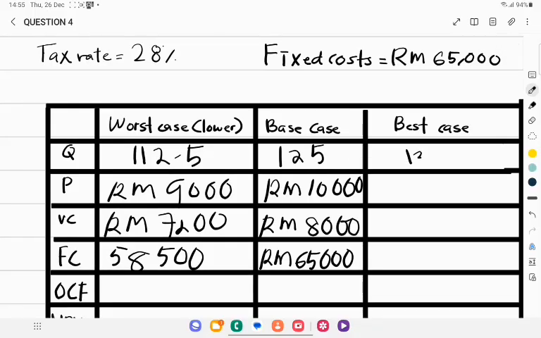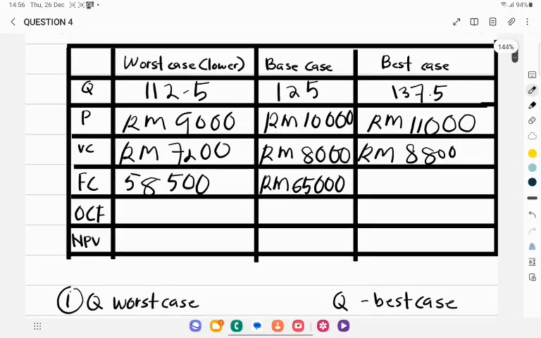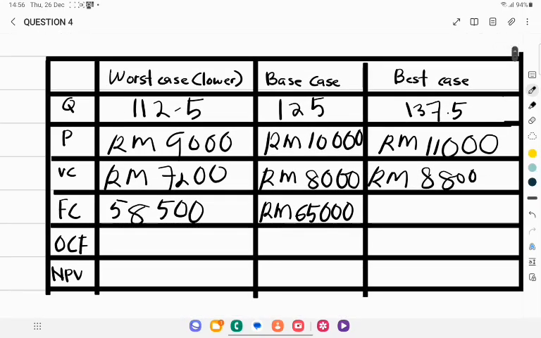So for the quantity we got 137.5. Next, for the price is 11,000. Next, for the variable cost, we got 8,800. And for the fixed cost, we got 71,500.